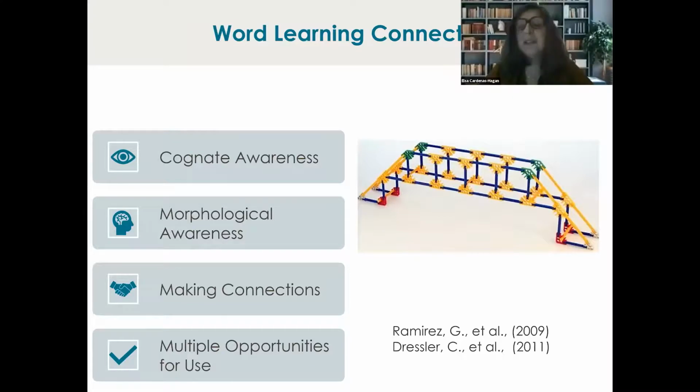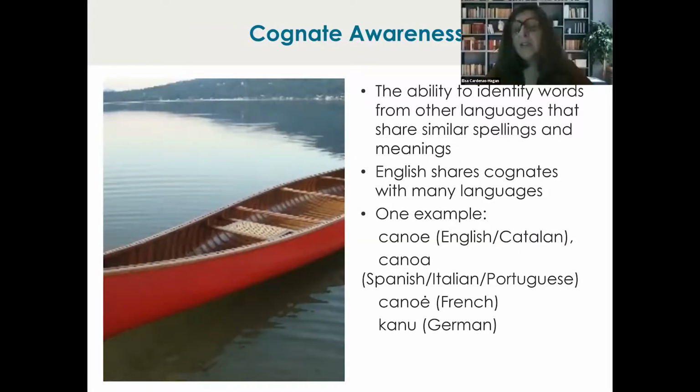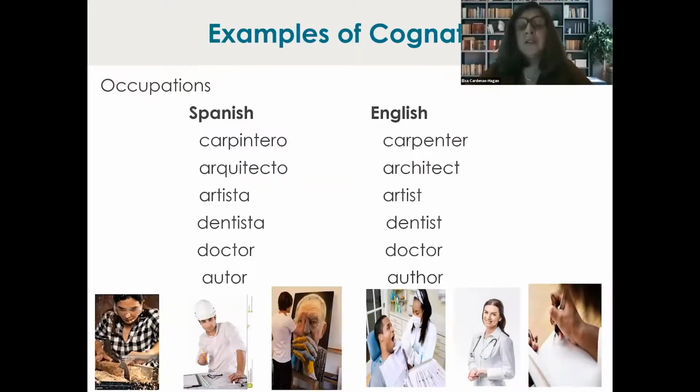So let's make some connections. What's a cognate? It's a word that's the same across languages, it looks very similar, might be the same in spelling and in meaning. So look at the word canoe. Let's compare that. It's the same in English and Catalan, but in Spanish or Italian or Portuguese, canoa, in French, in German. But we've been studying about occupations this week. Let's look at some cognates. Carpintero, carpenter, arquitecto, architect, artista, artist, dentista, dentist, doctor, autor, author.